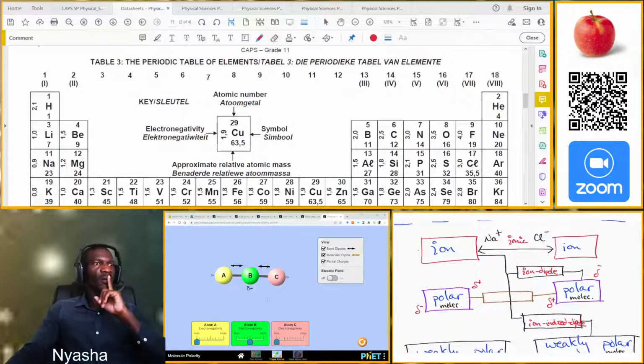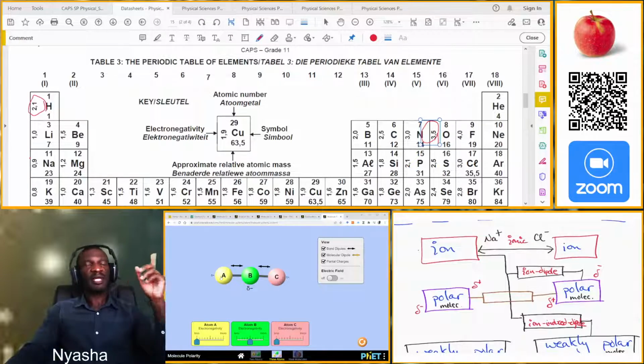What I'll do now is look at the electronegativity. Let's compare electronegativity. Let's go to our table. So we have hydrogen, which has an electronegativity of 2.1. Then we have oxygen, with very high electronegativity. So I want to model this so that we can see it. Let atom A be hydrogen, and let atom C also be a hydrogen. So let's put less electronegativity on atom A, right?